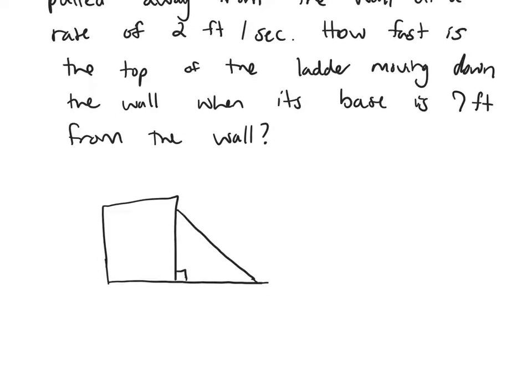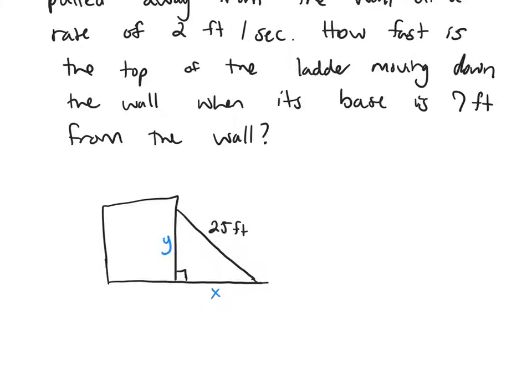Now the only fixed numbers you should put in your picture are fixed numbers. So the ladder is a fixed length. So I'm going to put that in. It's 25 feet. That's the length of that hypotenuse of my triangle. But then the other two sides are changing as the ladder is moving. So for these other two sides, I'm going to go with x and y.